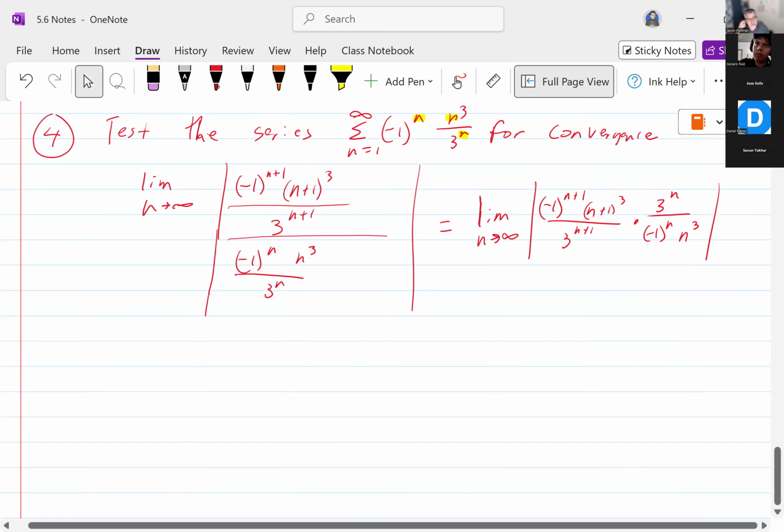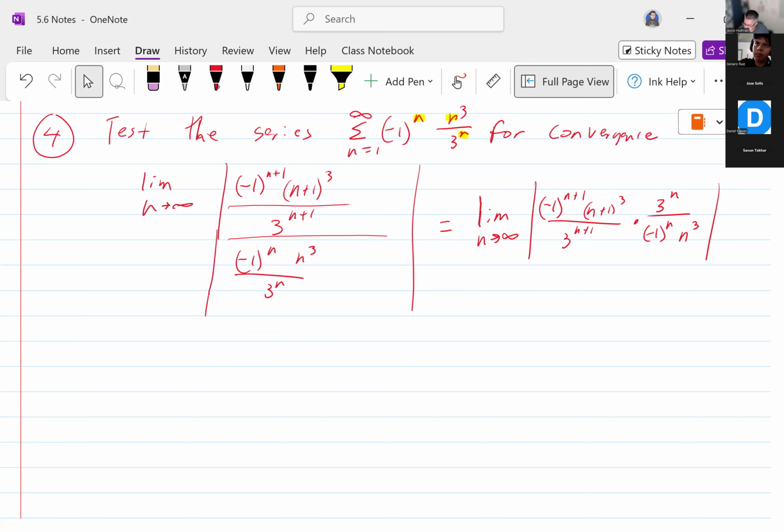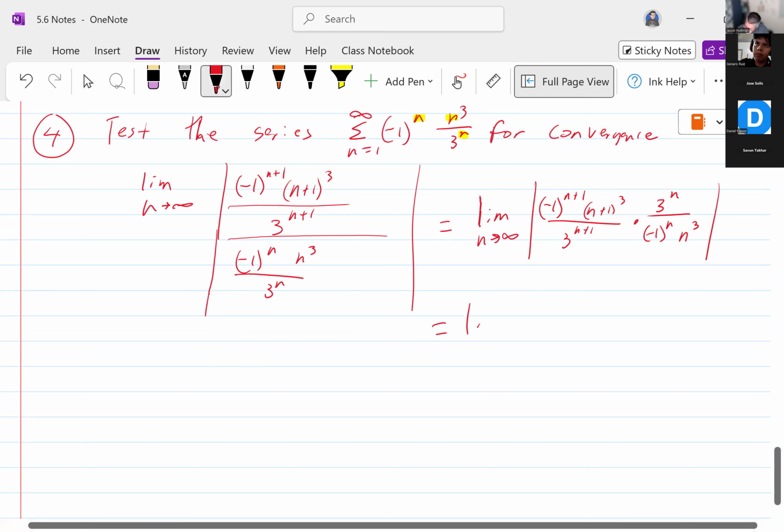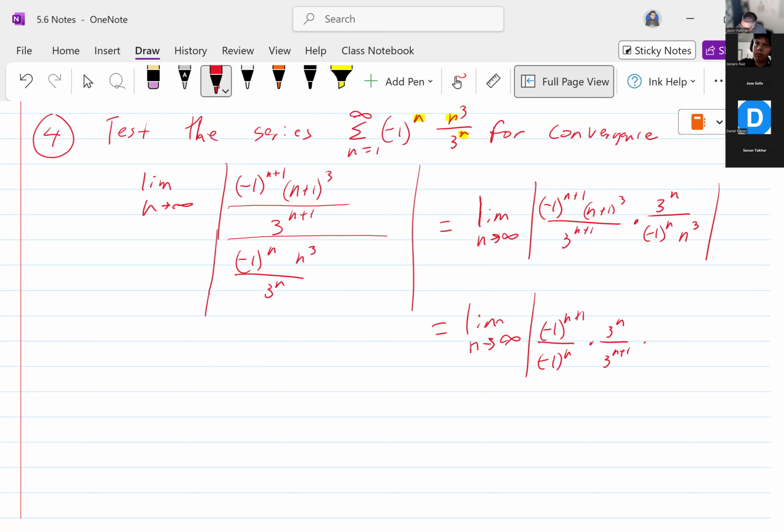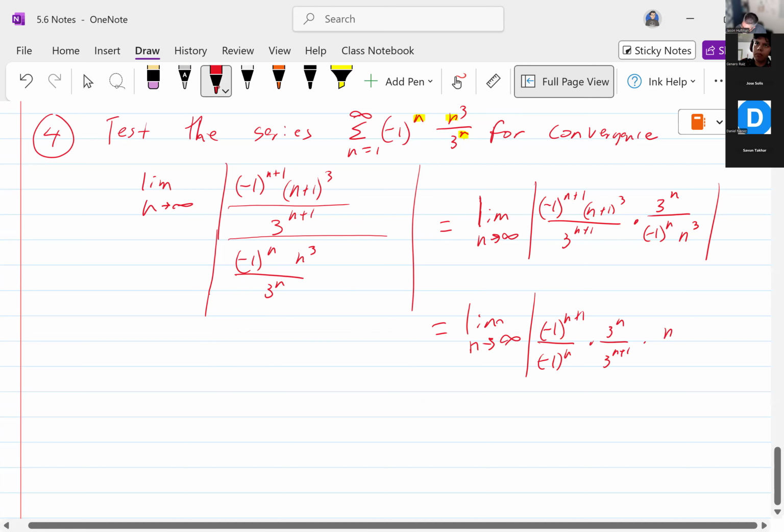So now I'm going to put the like expressions together. The ones that look like each other, I'm going to put on top and bottom and see what happens. Limit as n goes to infinity of negative 1 to the n plus 1 over negative 1 to the n, times 3 to the n over 3 to the n plus 1, times n plus 1 cubed over n cubed.